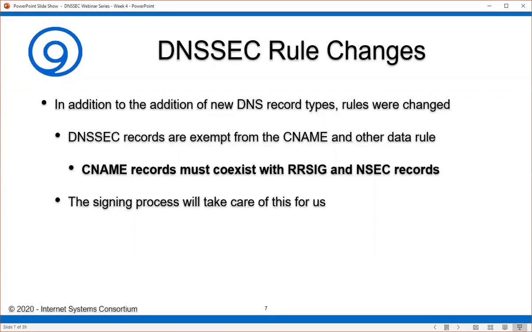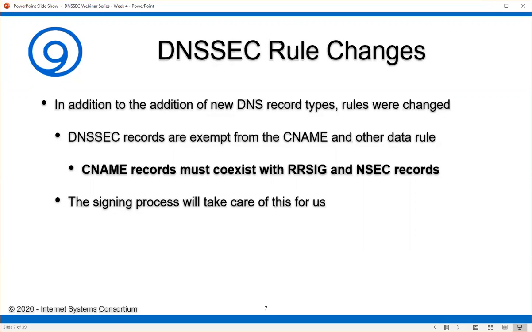So if you're familiar with the CNAME record, you know that you cannot create a CNAME at a label where there is additional data. If there's a www.example.com A record, you cannot create a www.example.com CNAME record. You cannot have a CNAME and other data at the same label.